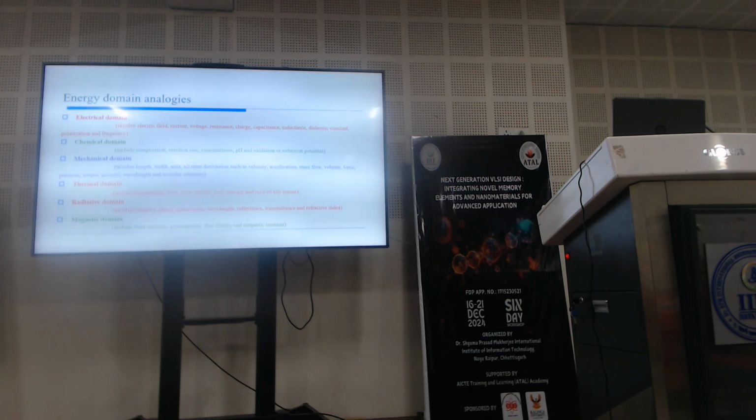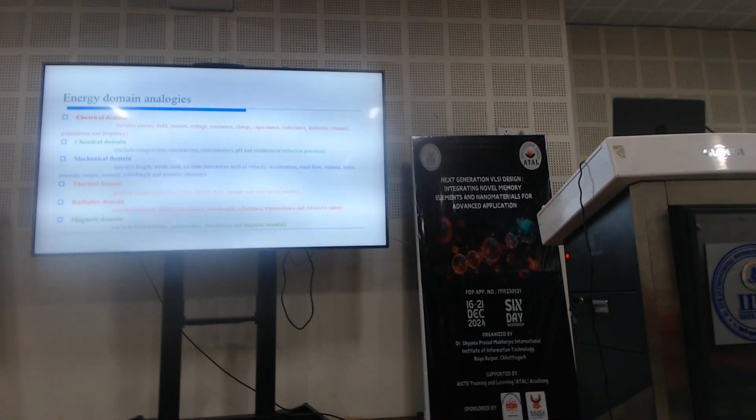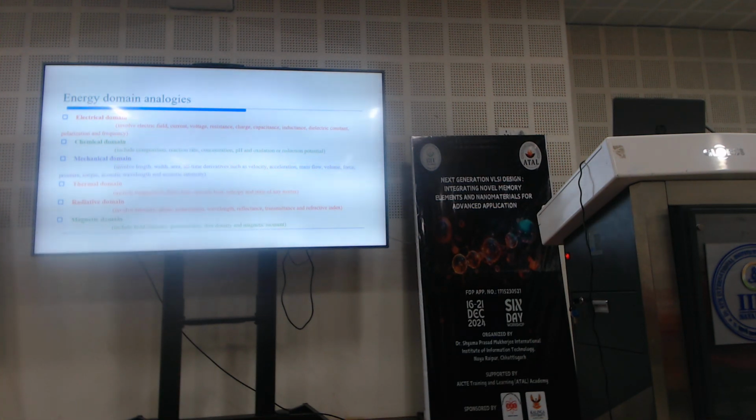So we have different challenges here, and these challenges are very broad. If you want to do research in this area, you can choose topics according to your interest. The first one is the electrical domain. It mainly involves the field of current and all electrical parameters. For MEMS, this is one of the important properties.